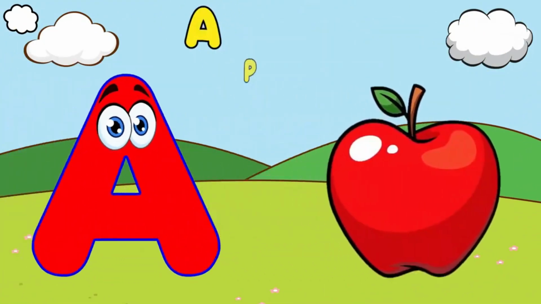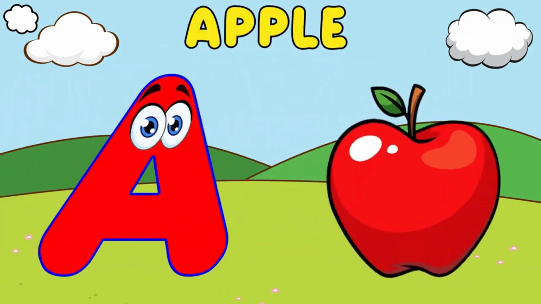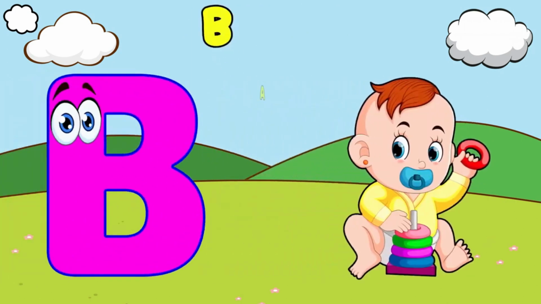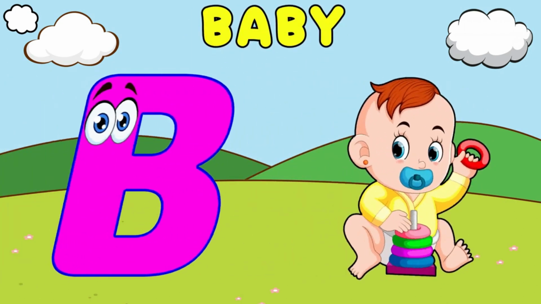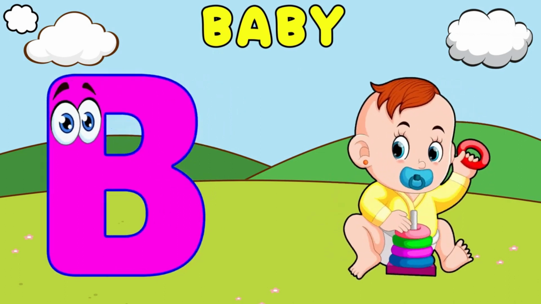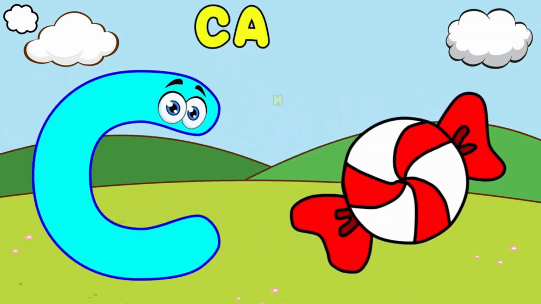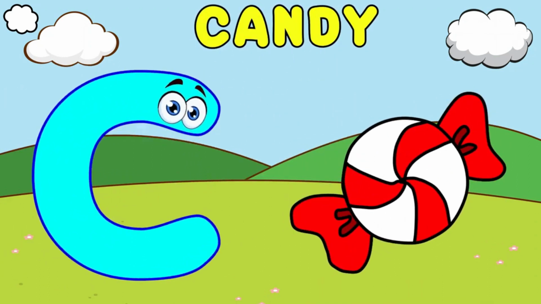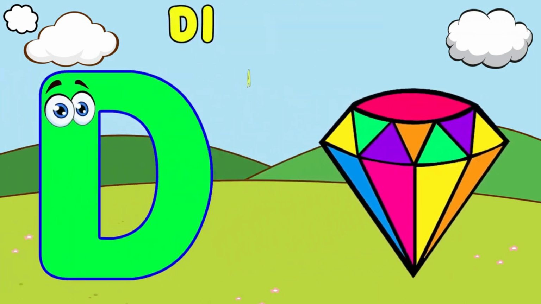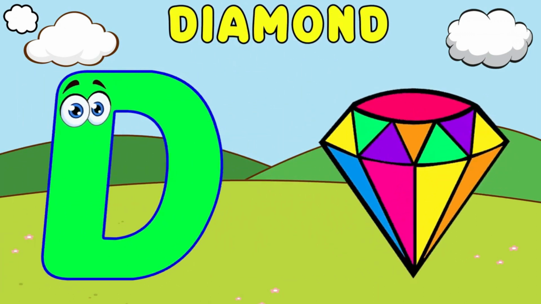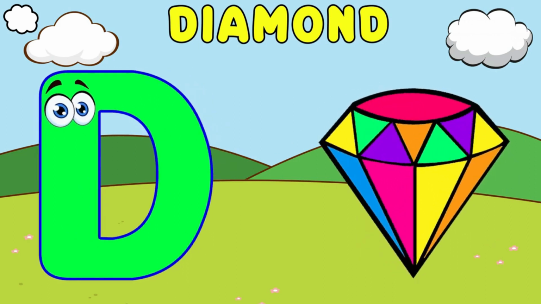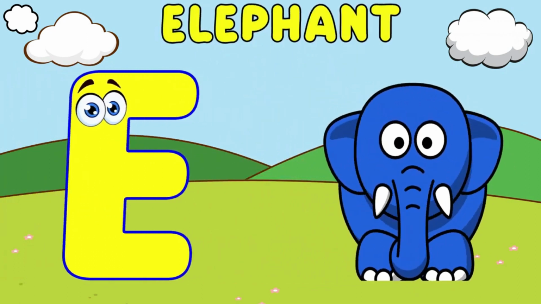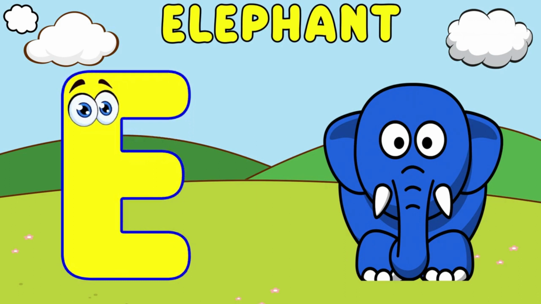A is for apple. B is for baby. C is for candy. D is for diamond. E is for elephant.